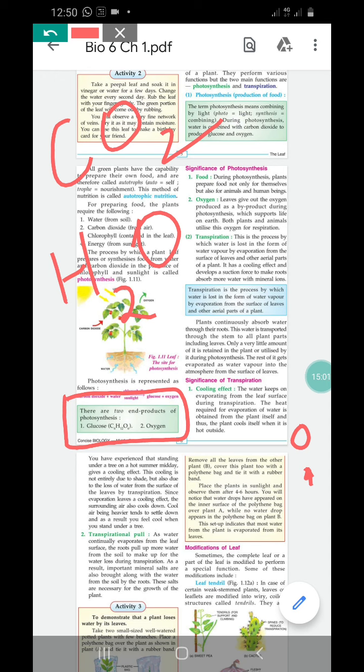In this session we learnt about the functions of leaves, about photosynthesis and transpiration. If you have any doubts, please message me through WhatsApp so that I can clarify your doubts in the next session.